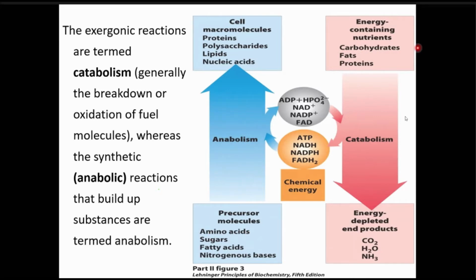The bottom line: exergonic reactions are catabolic. It means breakdown from big to small. And endergonic reactions are anabolic. It means from small to big. You don't need to know all this. The whole point is about knowing what is exergonic and endergonic reaction as far as the energy is concerned.